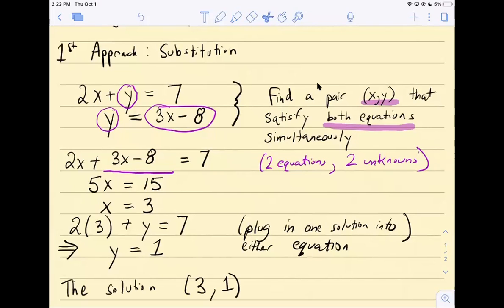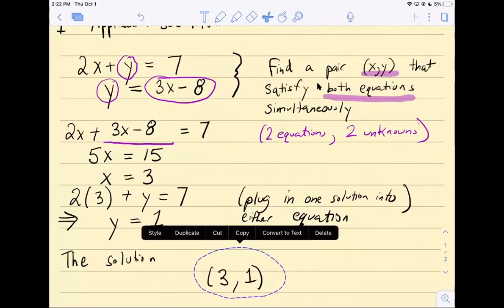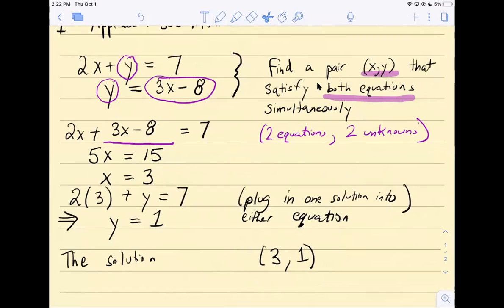Maybe we can just write it to make it more clear, like this. This is x, y is equal to (3, 1). All right. Very good. Are there any questions about substitution?